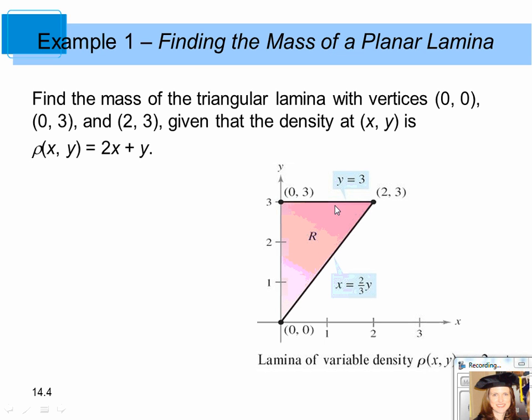So we need to find equations that we can use for the upper and lower bounds for x and y. If you connect the point (0, 0) with the point (2, 3), you'll know that the slope of that is up 3 over 2. So we can say y is equal to 3/2 x, or you can say x is equal to 2/3 y. And the line that connects the other two vertices is the line y equals 3.